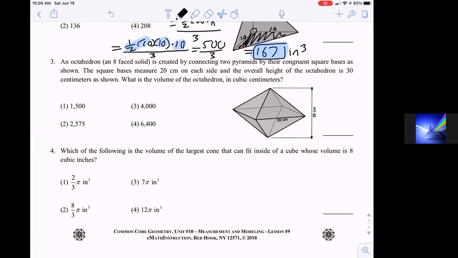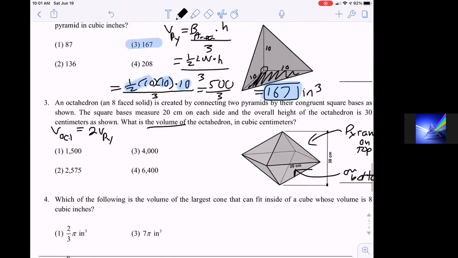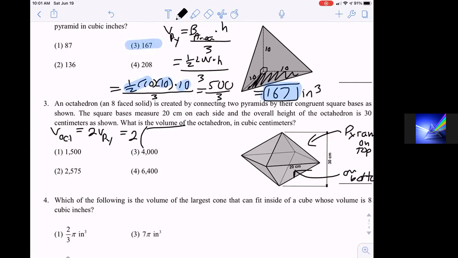Number 3, an octahedron, an 8-faced solid, is created by connecting two pyramids as shown as the basis. In other words, you have a pyramid on top, and then one on bottom. So essentially the volume of the octahedron, which I'm going to call V-oct, is going to be 2 times the volume of a pyramid, because we have 2 pyramids, one stacked on top of the other. So let's find the volume of each pyramid and we'll essentially double it. So the volume of the octahedron is going to be 2 times area of the base times height divided by 3.